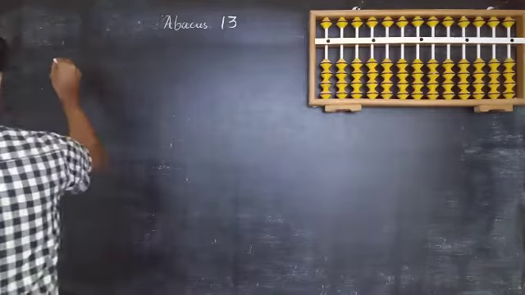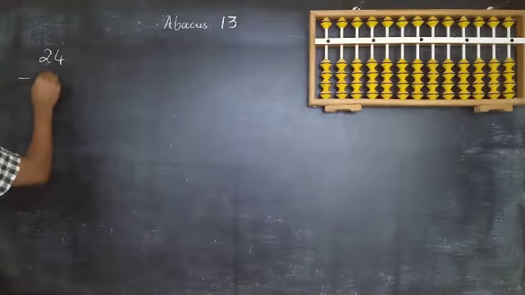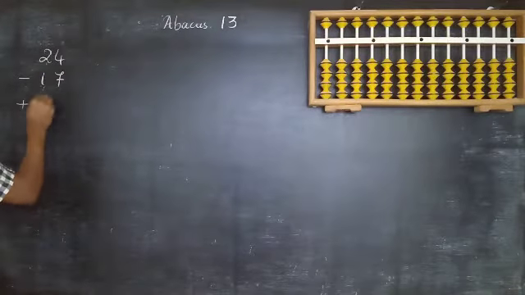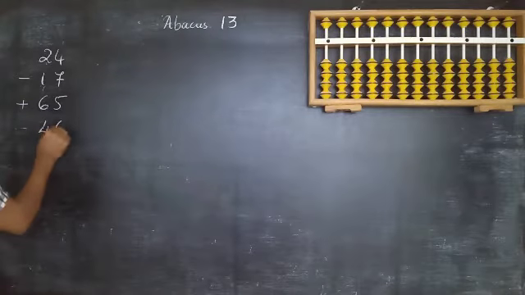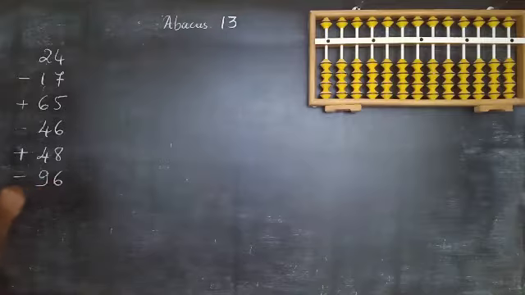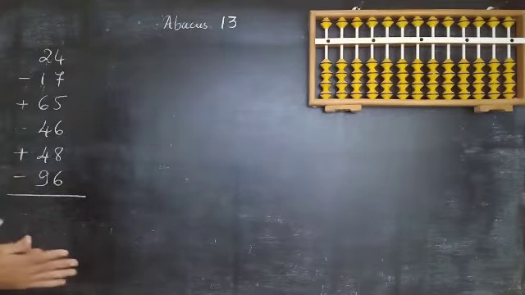Say 24 minus 17 plus 65 minus 46 plus 48 minus 96. The problem may arise like this, and here there is real difficulty.